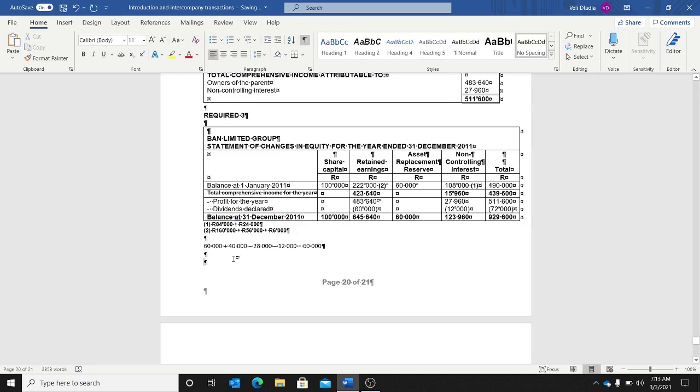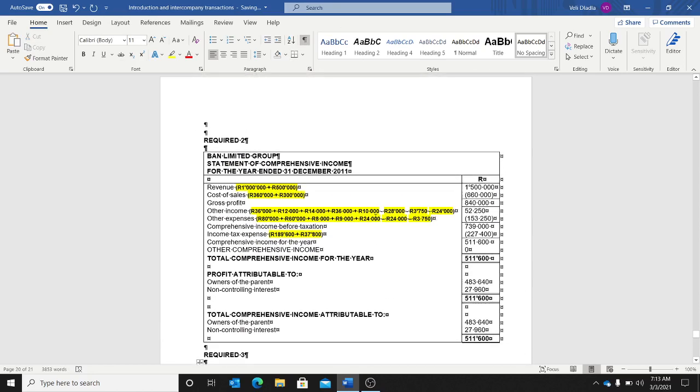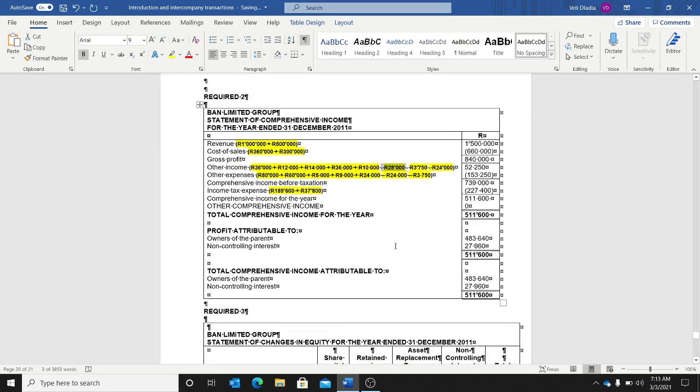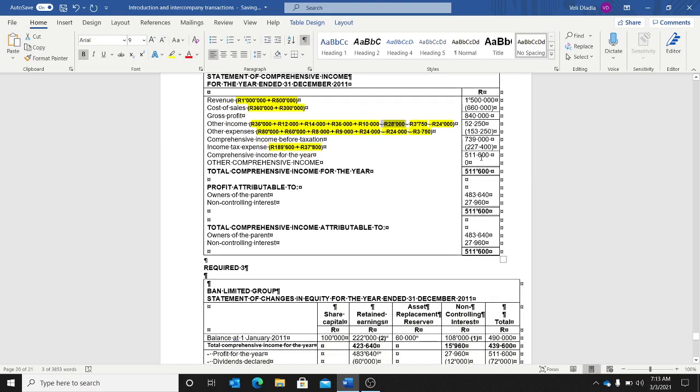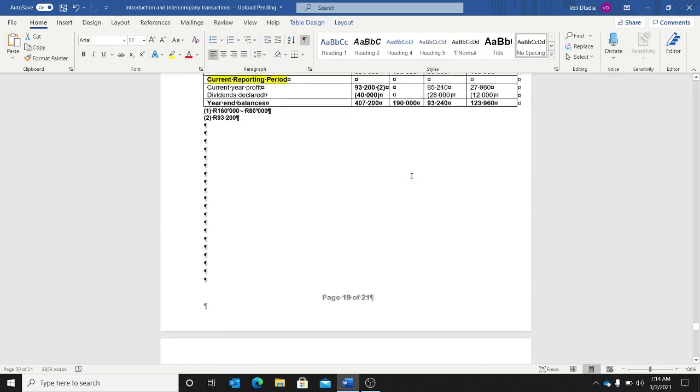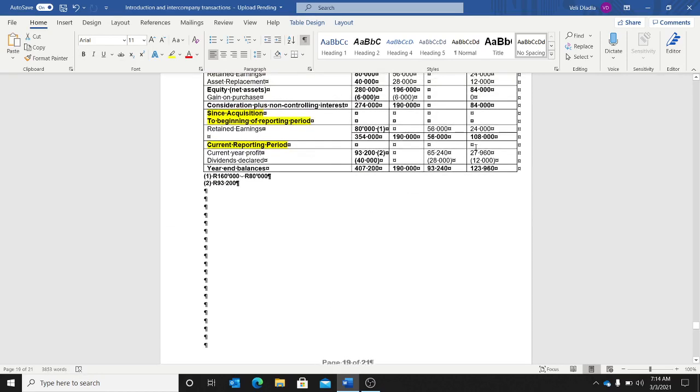Okay. Now I've showed you the 28 here, right? So now you will calculate everything here, add your figures. They will give you the figures that you see on this side here, until you get your profit to be 511,600. Then what you do is you must split this amount into owners of the parent and non-controlling.